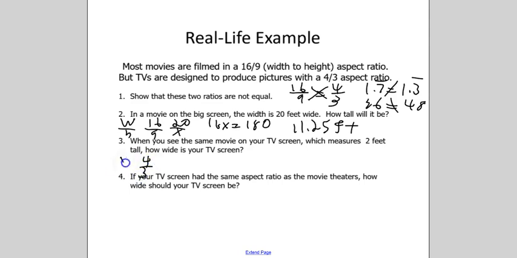When you see the same movie on your TV screen, so TV is 4:3, again width to height, which measures 2 feet tall. So that's down here, and our x is up here. So that's going to be 3x equals 8. And then I divide 8 divided by 3, and I get 2.6 repeating feet.